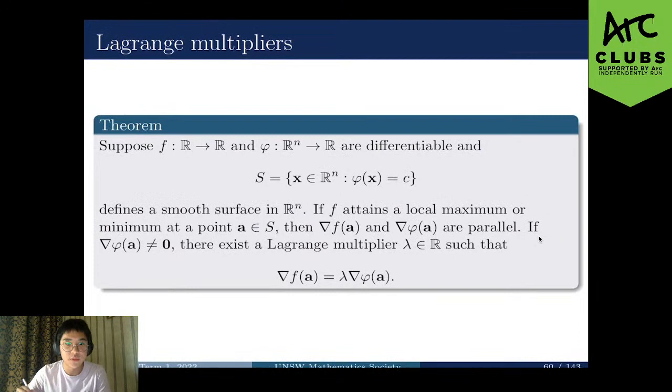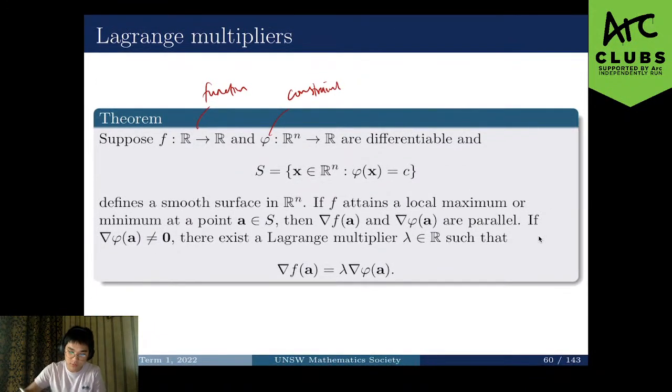Okay, so Lagrange multipliers. So suppose we have a function and a constraint. So this is going to be the function. It's going to be the constraint. If f attains a local maximum or minimum at a point on the surface of the constraint, then the gradient of the function and the gradient of the constraint are parallel. If the gradient of the constraint is not equal to 0, then there exists a Lagrange multiplier such that the gradients of the function and the constraint are going to be parallel.